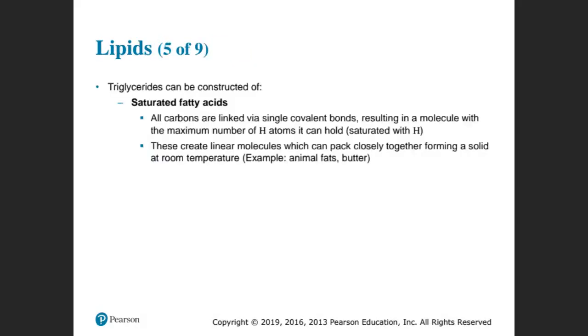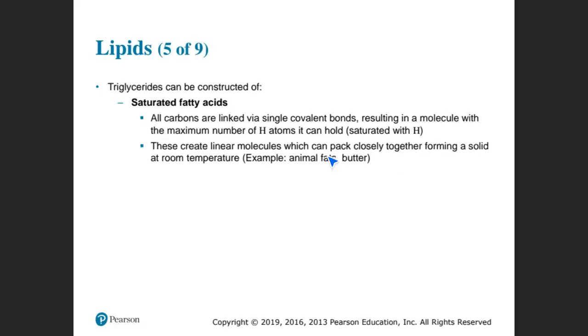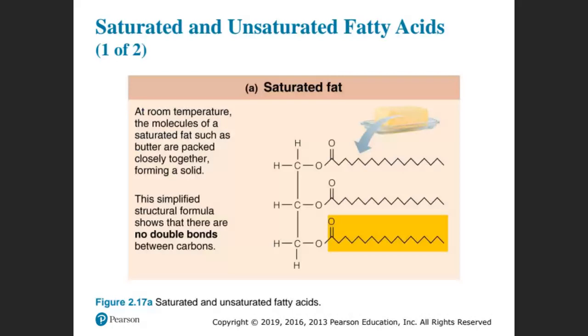Moving on, we're going to talk briefly about saturated fatty acids, because triglycerides can be made of those, where all the carbons in the lipid are linked together by one covalent bond each, and so that results in a molecule with the maximum number of hydrogen atoms that it can hold. So it's fully saturated. And so this includes things that can pack closely together at room temperature, like animal fats and butter.